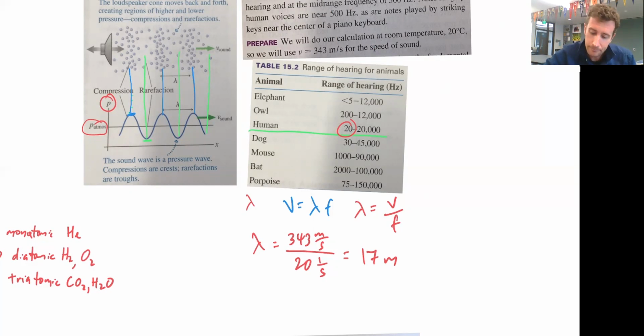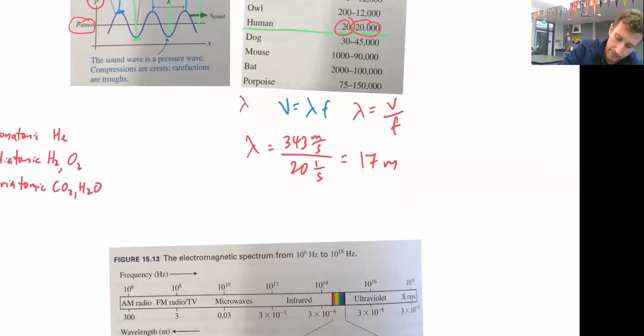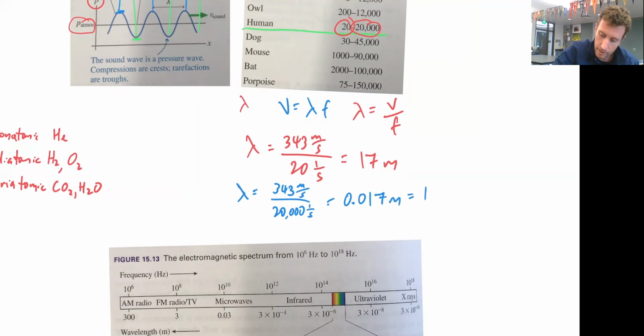Pretty significant. All right. Then the high end is 20,000 hertz, so it's going to be the same thing, but with different values. Wavelength equals 343 meters per second over 20,000 1 over seconds. 343 over 20,000 is 0.017 meters, which is 1.7 centimeters. So the smallest wave we can hear is 1.7 centimeters, itty bitty.